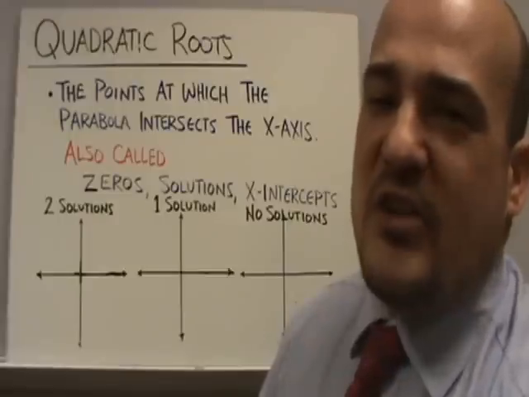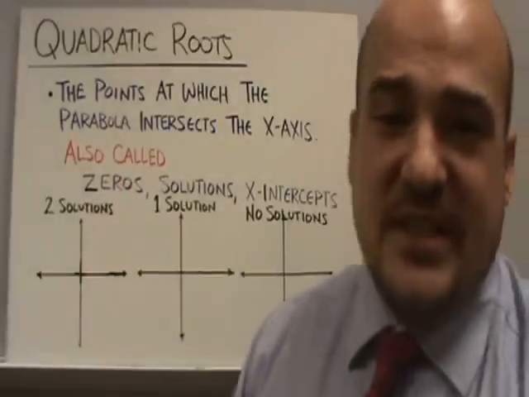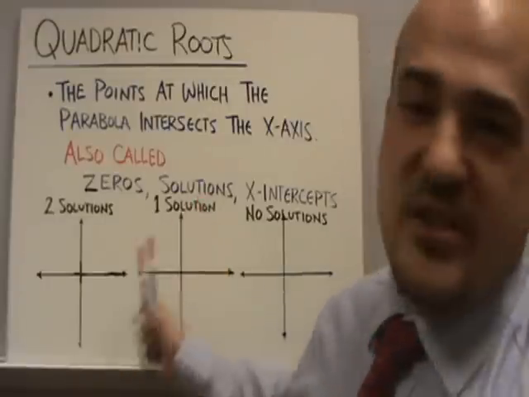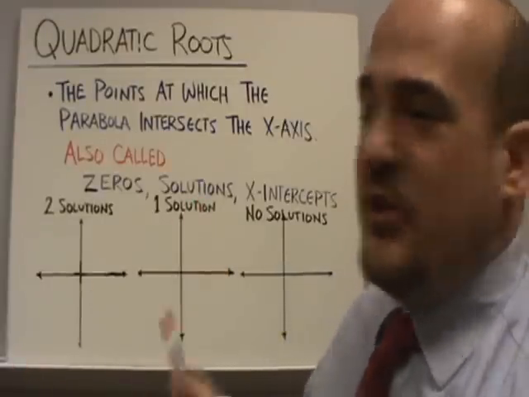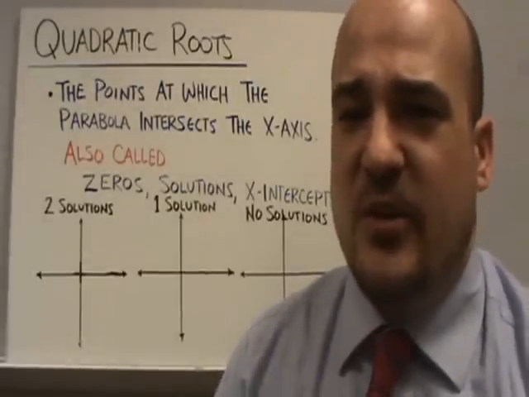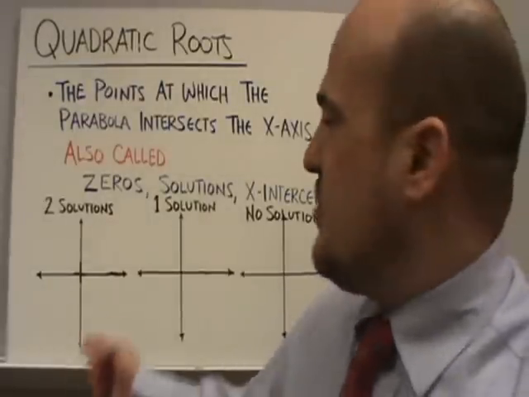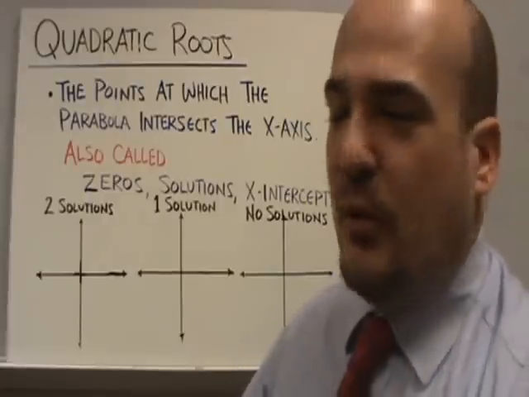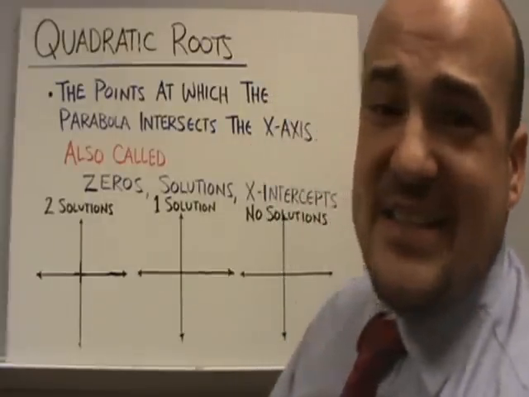So quadratic roots are also sometimes called zeros, or sometimes you'll hear them just called the solutions, or sometimes you'll hear them called the x-intercept. And all of those are right terms, all of those work. Alright, so one situation is you could have a quadratic curve or a parabola that crosses the x-axis twice.